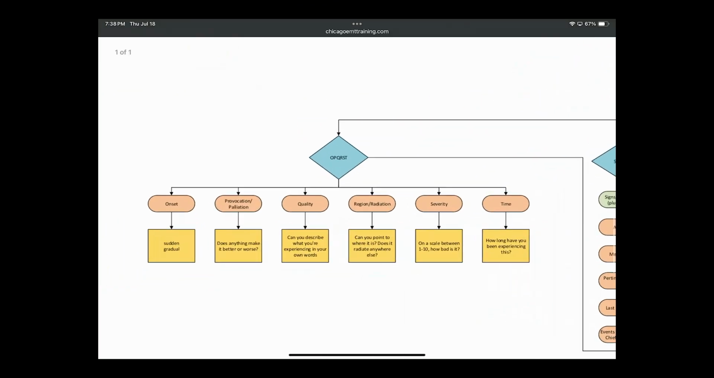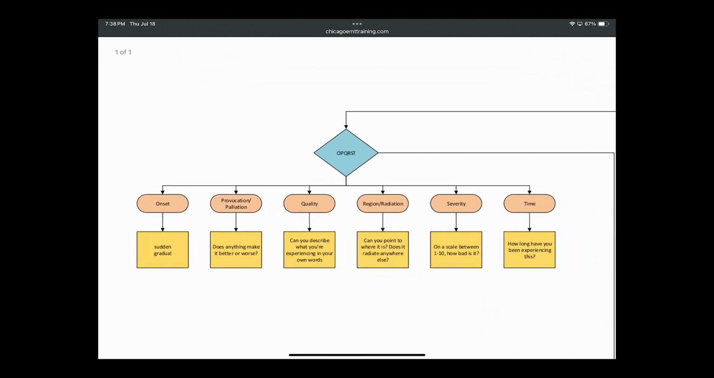So if we were to start with OPQRST, a lot of students confuse the O and the T. So how we ask for onset is, did this issue come on suddenly or gradually? Provocation, palliation are two things. Does anything make it worse or better? Quality is asking the patient how to describe their current issue in their own terms. Region and radiation, can they localize where this issue is, and does it radiate anywhere? Severity is quantifying our issue. So on a scale of 1 to 10, 10 being the worst, how bad is it? And then time is the duration. How long has this issue been going on for?